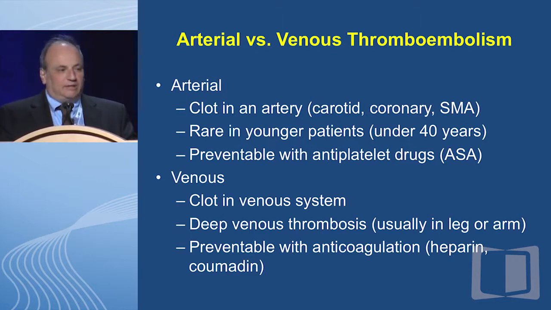Arterial thromboembolism is usually a clot in a small artery like a carotid, a coronary, a superior mesenteric. That's a very dramatic presentation, as I'm sure you know, an acute stroke very often or a heart attack. It's quite rare in younger patients under the age of 40, and antiplatelet drugs such as aspirin actually prevent these.